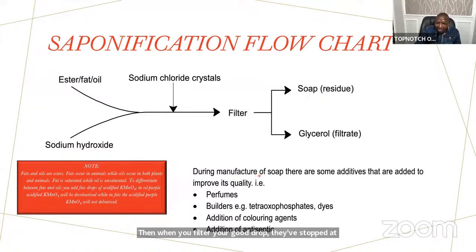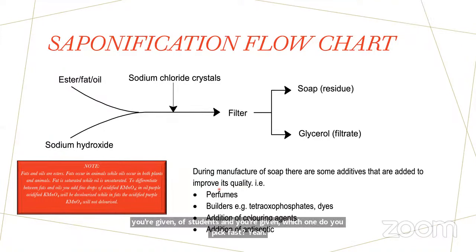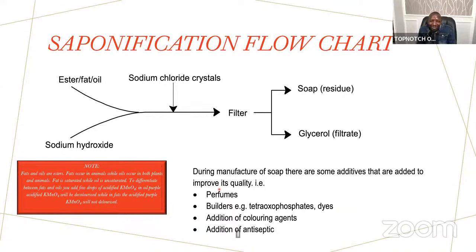During manufacture of soap, there are some additives that are added to improve its quality. There are different types of soap, like panga soap, dophu, and others like Geisha. What are the differences? If you are given panga soap and you are given Geisha, which one do you pick first for bathing? Geisha. Why do you go for Geisha?